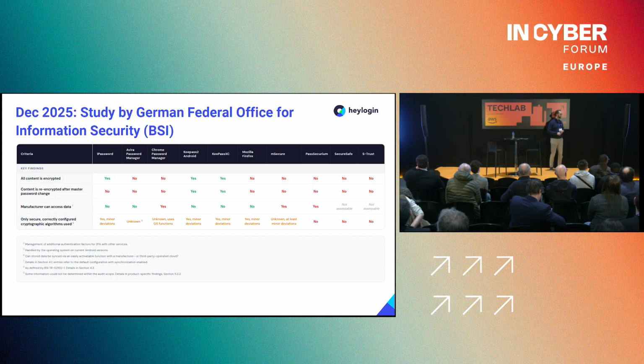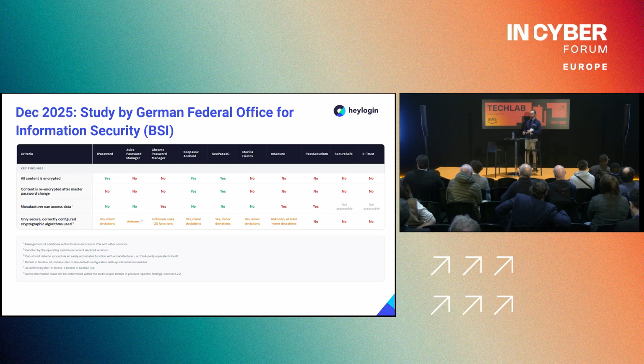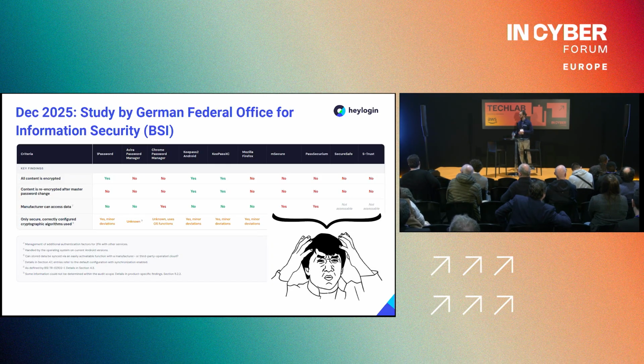And then the last one, are they using only secure, correctly configured cryptographic algorithms? And this study has been done by only looking at the publicly available data and asking the manufacturer a lot of questions. So the German Federal Government Office of Information Security, they haven't done a code check, right? They just did ask a lot of questions to come up with that table. And yeah, first and foremost, please don't use these, right?